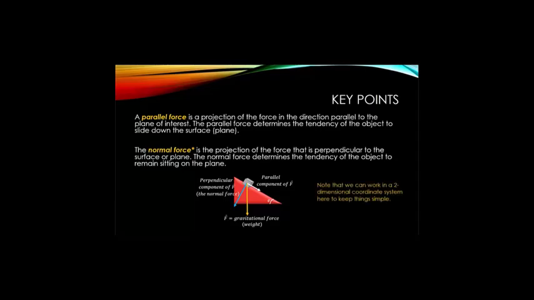Note that we can work with a two-dimensional coordinate system here to keep things simple by twisting my coordinate system so that the positive x-axis aligns with the parallel component of my force along the surface of my inclined plane. Using this shifted coordinate system is usually the easiest way to treat problems involving static equilibrium.